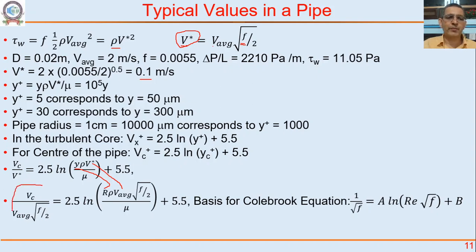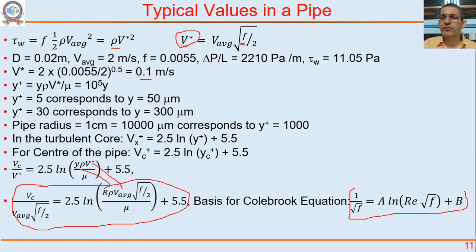Look at this expression. Forget about density, R, V average. These are just some constants for a given geometry. You will find this equation is of the form 1 by root f is A ln Re root f plus B. Hadn't we seen this kind of equation earlier? We had called this the Colebrook equation to derive how friction factor is related to Reynolds number.